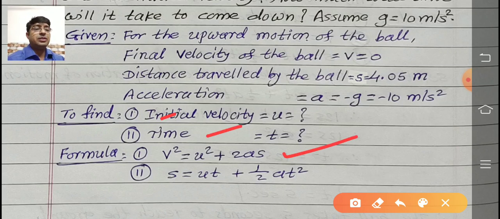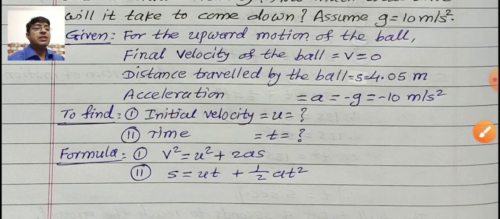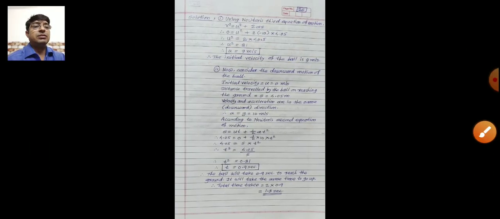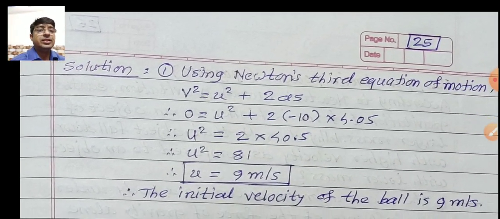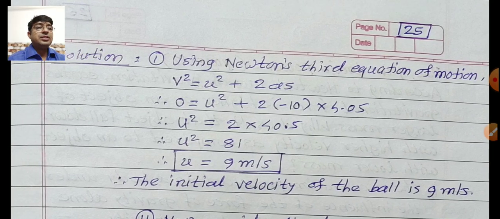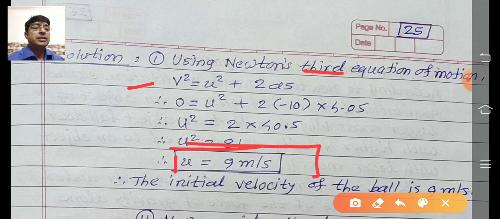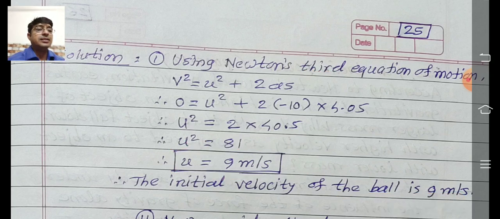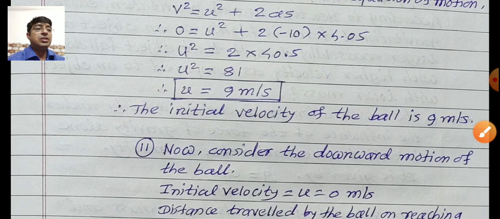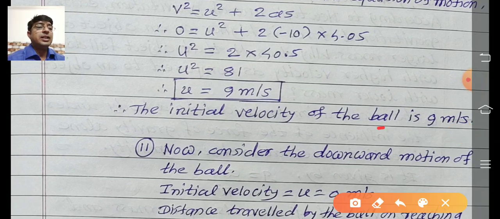The third equation of motion derived by scientist Newton: v square equals u square plus 2as, and again the second equation, s equals ut plus half at square. By using these two equations we find the answer. Using Newton's third equation of motion, we write it and substitute the values. After calculation we get u square equal to 81. Taking the square root, u equals 9 meter per second. U is the initial velocity of the ball, that is 9 meter per second.